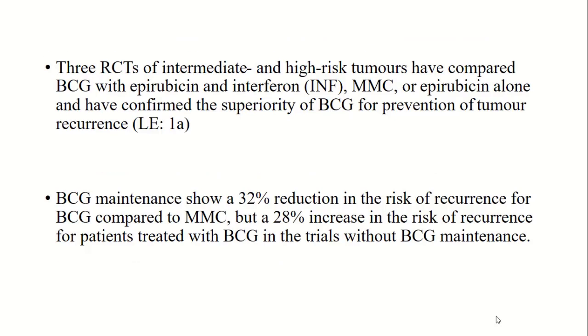There are 3 randomized controlled trials of intermediate and high risk tumors. They compared BCG with epirubicin and interferon, MMC, or epirubicin alone, and confirmed the superiority of BCG for prevention of tumor recurrence. BCG maintenance dosage showed a 32% reduction in the risk of recurrence for BCG compared to mitomycin, but a 28% increase in the risk of recurrence for patients treated with BCG in trials without maintenance. Only the induction and follow-up is given.